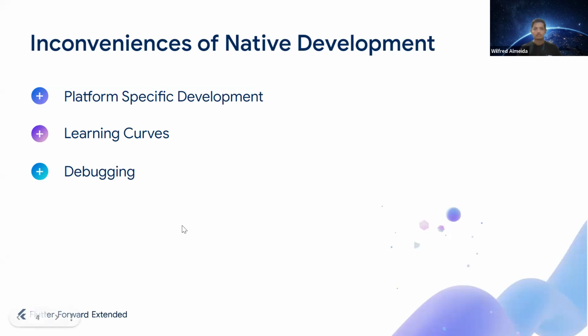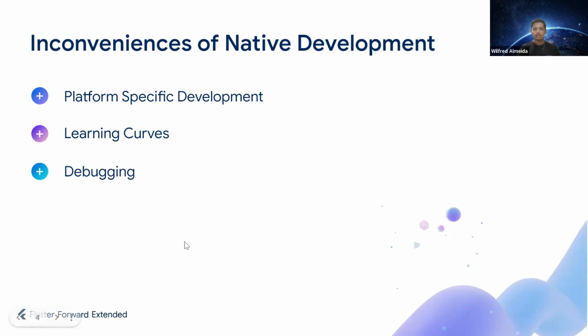For this, what Flutter does is, Flutter is basically a framework where you write code once, and it will run on your Android devices, it will run on your iOS devices, it will also run on your website. So using just one code base, you are serving three platforms: Android, iOS, and web.